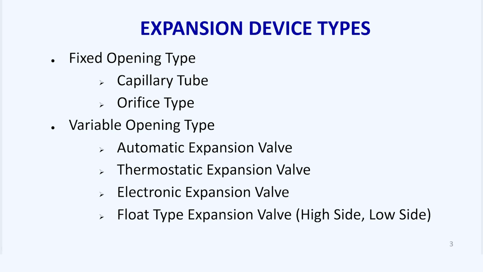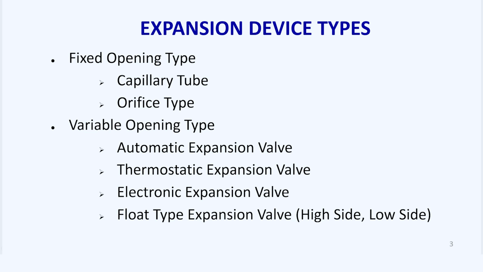You see the classification of the expansion devices. It is primarily classified into 2 major categories. One is fixed opening, another one is variable opening. When I say fixed opening, the area of the opening, that is the orifice opening, is a fixed one. It is not a variable one, as the name indicates. There are 2 types in that one. One is orifice type, another one is the capillary tube.